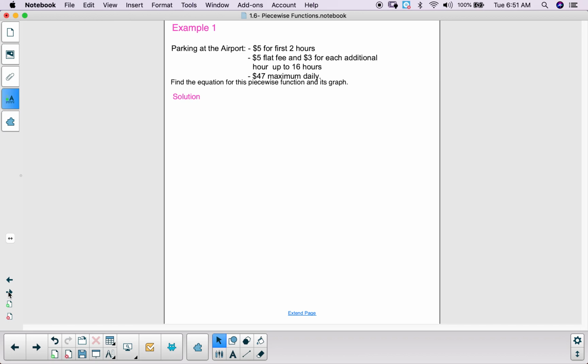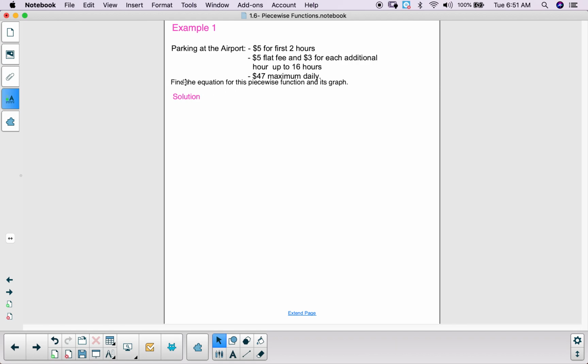So let's take an example. Suppose you were given that the parking at the airport is $5 for the first 2 hours, $5 flat fee, and $3 for each additional hour up to 16 hours, and $47 maximum daily. So you can see right away that it's not one rate throughout the day. It's broken up into three parts based on how many hours you are parked.